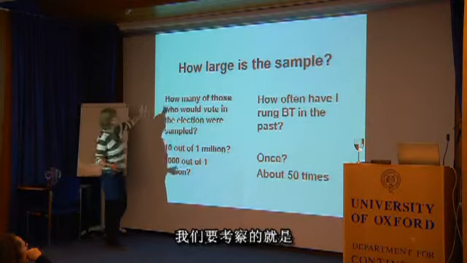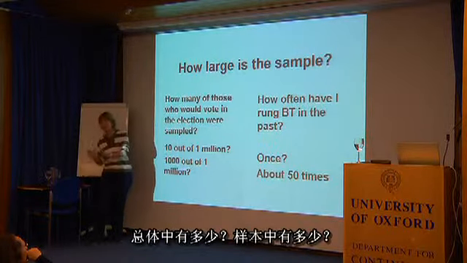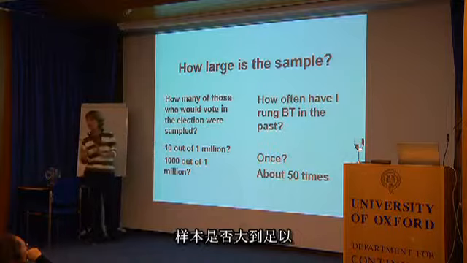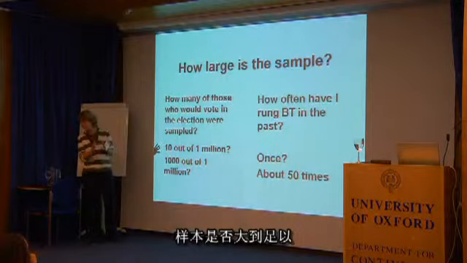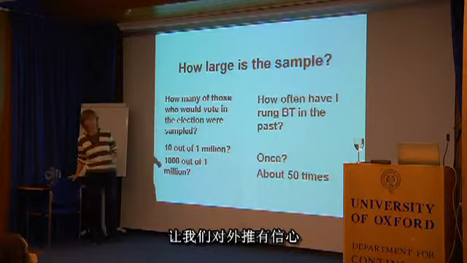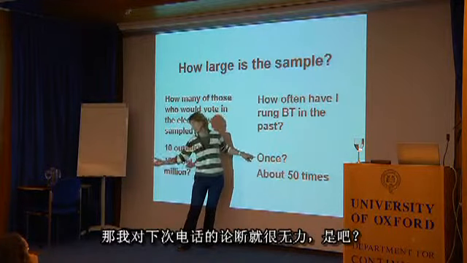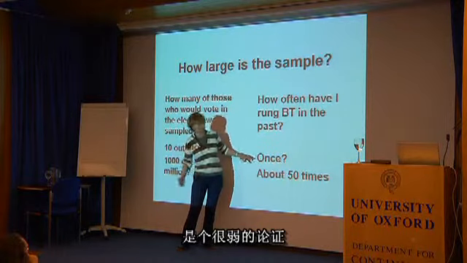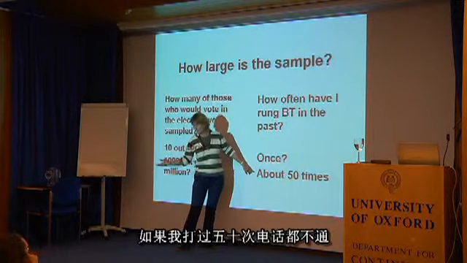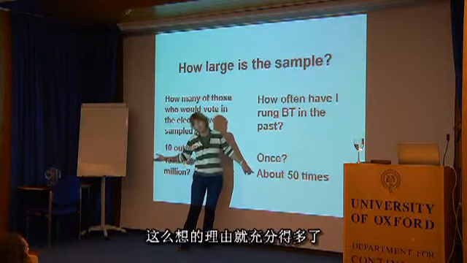All we need to look at is how many in the sample, how many in the population, do we think that we've got enough who've been sampled in order to make us more confident about the extrapolation. If I've only rung BT once, then my claim that the next time I'm going to get through is really pretty low, isn't it? It's a very weak argument. Whereas if I've rung BT 50 times and not got through, then that's more reason to think so.